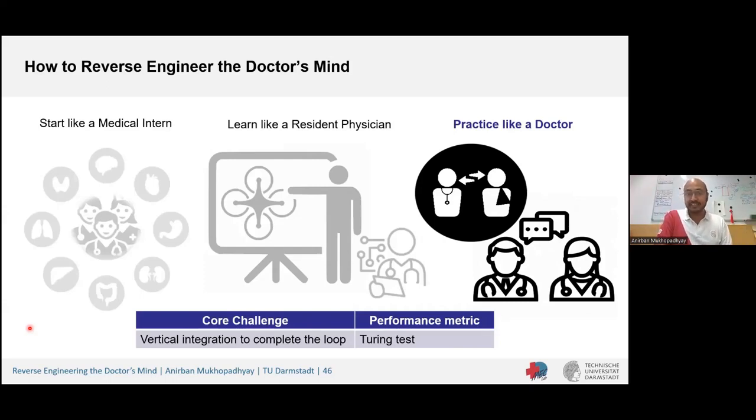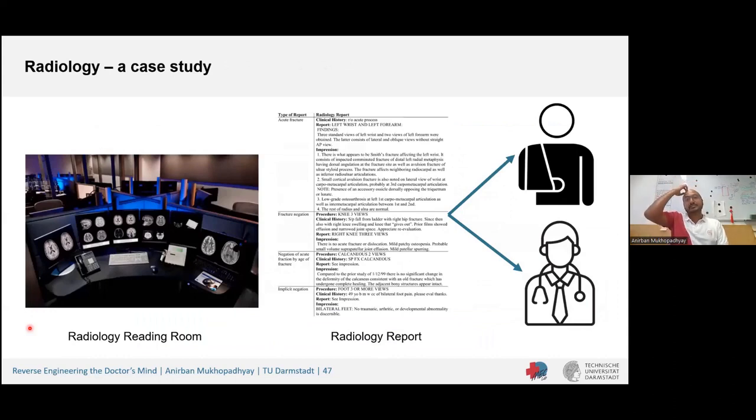Let's take radiology as a case study, simply because it's the most advanced in terms of digitization. And really, let's try to understand the information flow of this setup. It's rather simple. You have this radiology reading room where the radiologist is looking at the images, scrolling with one finger, and dictating on the dictaphone, from which you generate such a radiology report. The report goes to both the patient and the doctor.